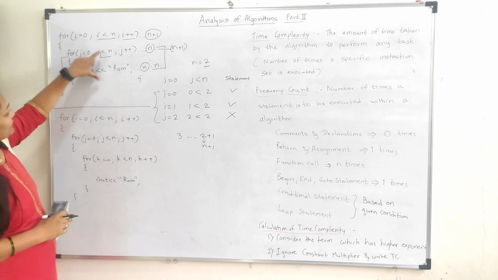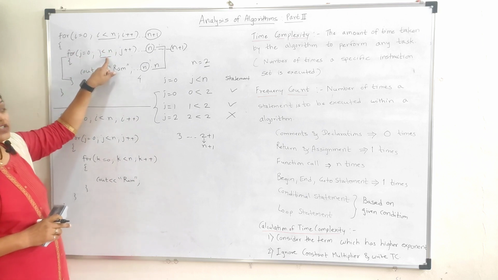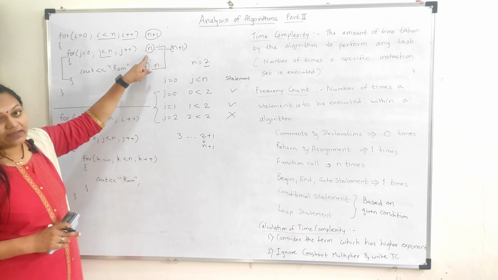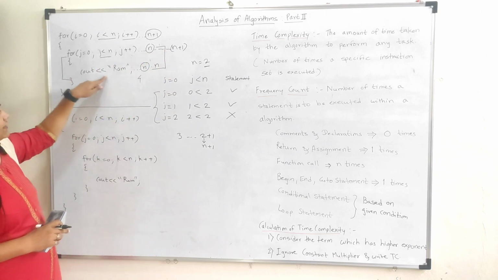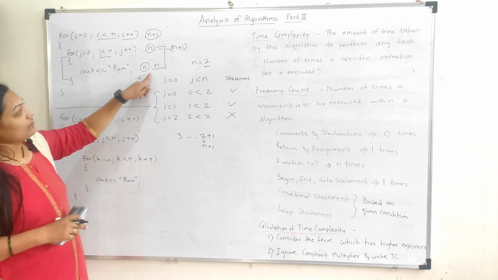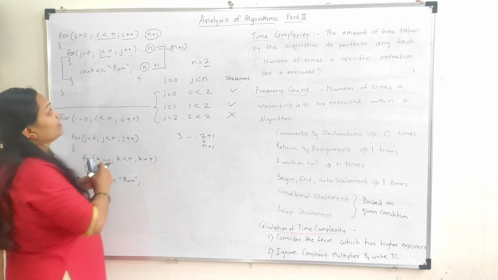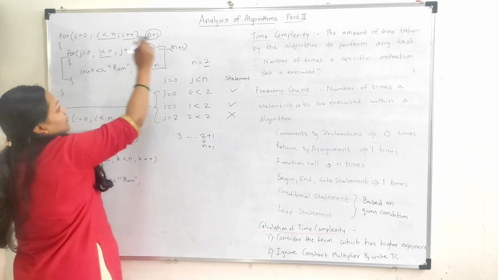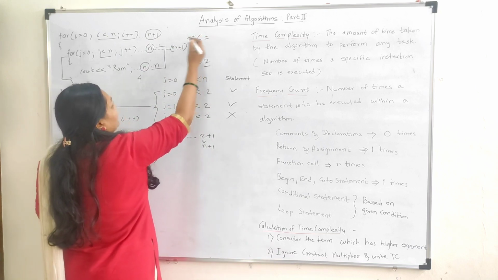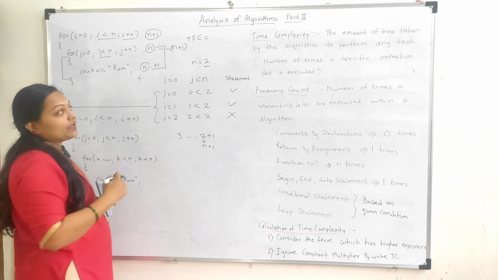And because of this another for loop, how many times this condition will execute? N plus 1 time. So you need to multiply this with n. Okay, same for the statement which is written inside of this for loop, that is this one. We need to multiply n with this. Okay, so this is the frequency count for the statement. So to calculate total frequency count, you need to add this frequency count of each and every statement.